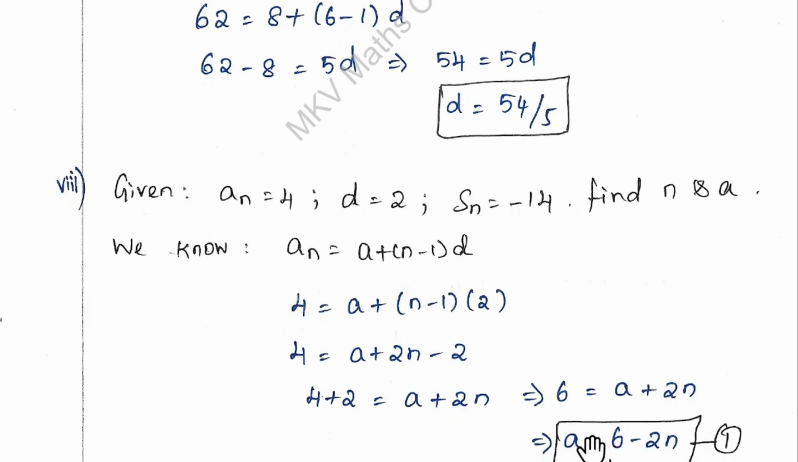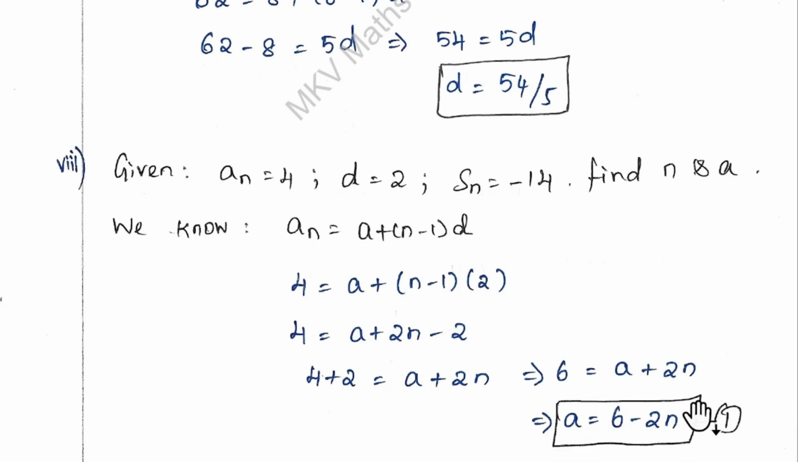Keep the a on the left hand side and send this 2n to this side. So 6 minus 2n. So I am changing the a variable in terms of n. I'm going to substitute a in terms of n in the Sn formula.